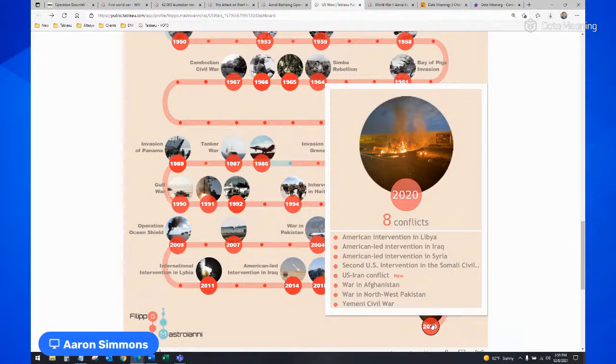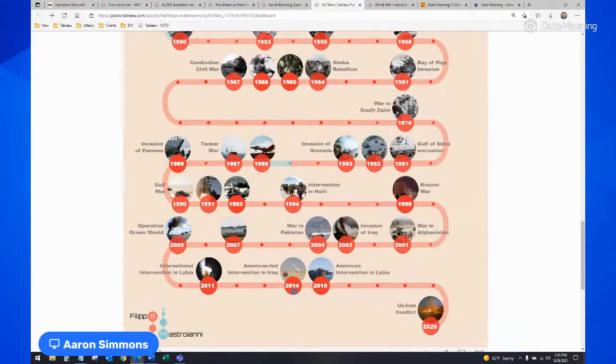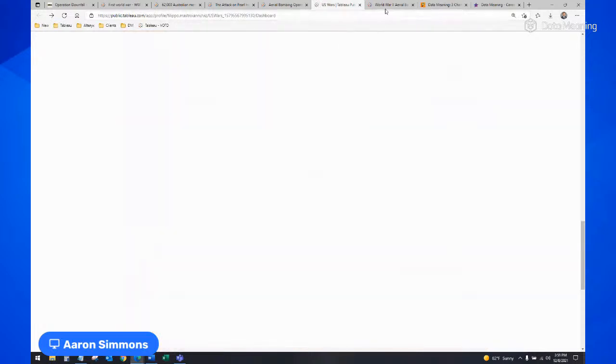So it's kind of subjective on how you want to determine that. But I just love the flow of time all the way down, being able to hover on it, see how many conflicts, see what was listed in there. Just super interesting.